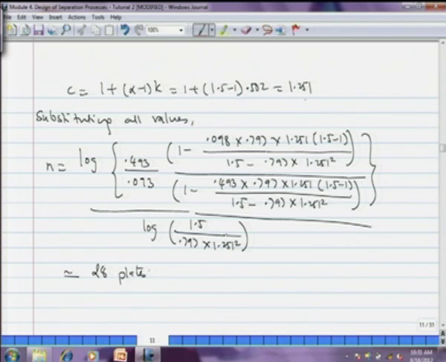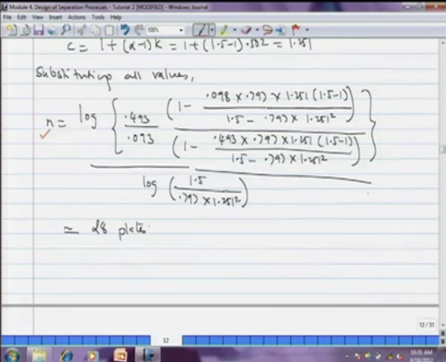We substitute those in the general form of the equation: n is log of x0 dash divided by xn dash. So, x0 dash is 0.493 divided by 0.098, and all other values that you see on the screen, and this you can solve on a simple calculator, and the value that you get is 28 plates. So, you have the first answer. The number of plates in the rectification section is 28.